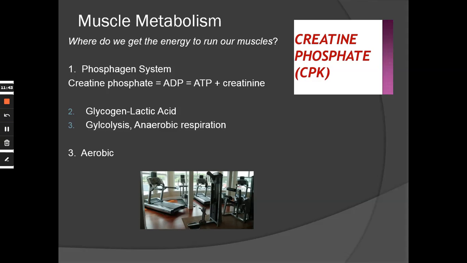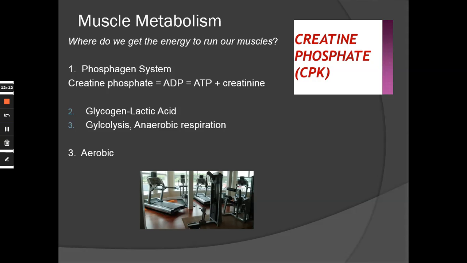All right, so let's move on to muscle metabolism. So in muscle metabolism, we're asking the question, where do we get the energy to run our muscles? Where specifically are we harvesting the ATP, making the ATP, in order to get our muscles to contract?